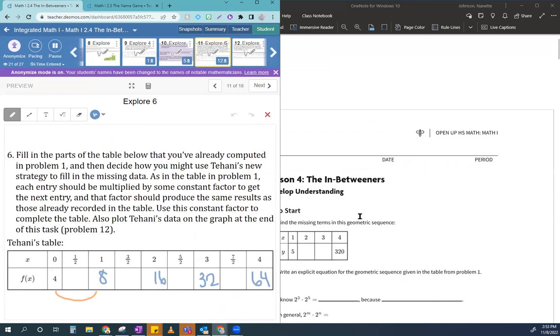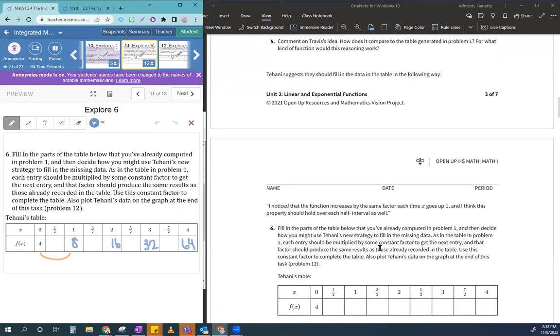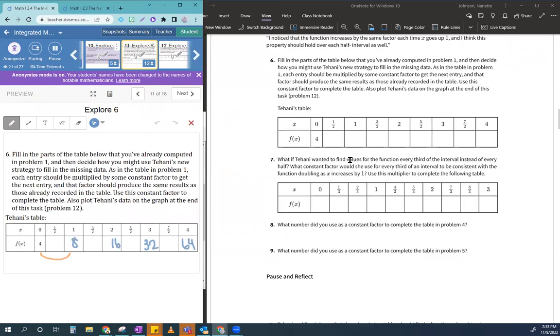Okay, so we're in Explore 6. So here we are at this problem here, right? And we already got a bunch of numbers. We got 8, 16, 32, and 64, right? So we have all these numbers. Sorry, it's just going to take a second to catch up. So now what we're going to do is go back to the way we did our jumpstart problem, and figure out what numbers go in between, okay?